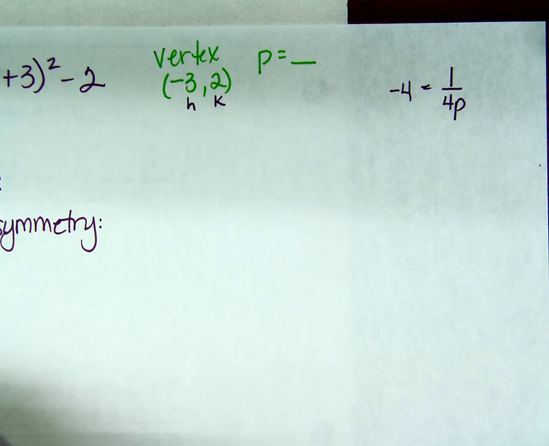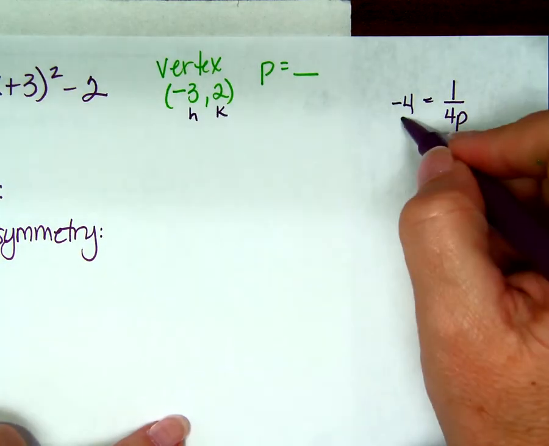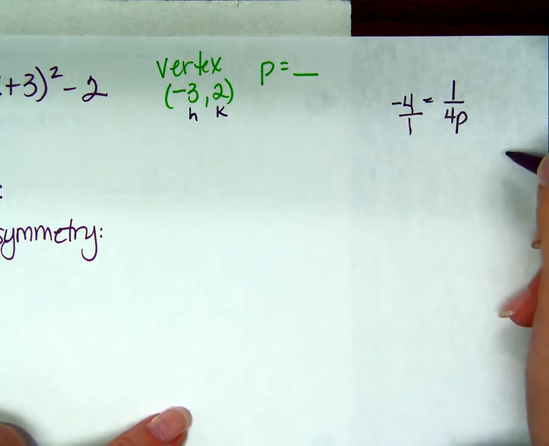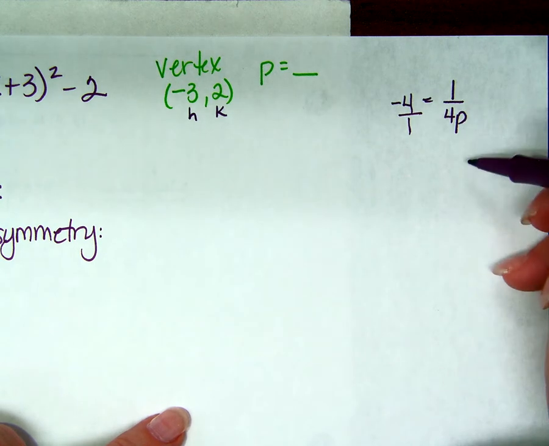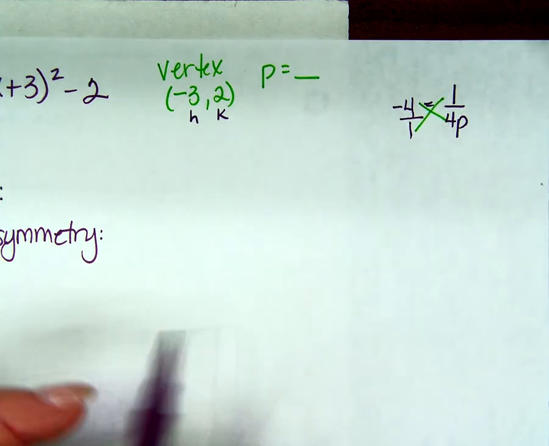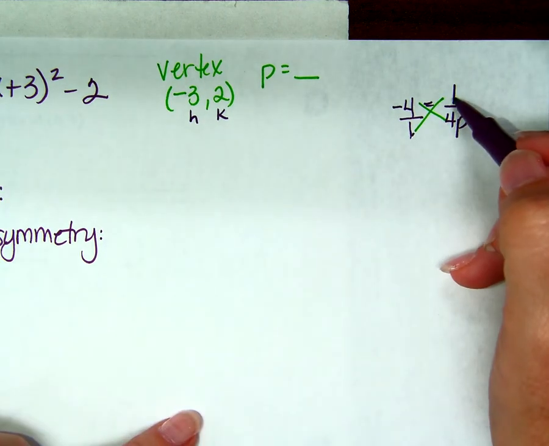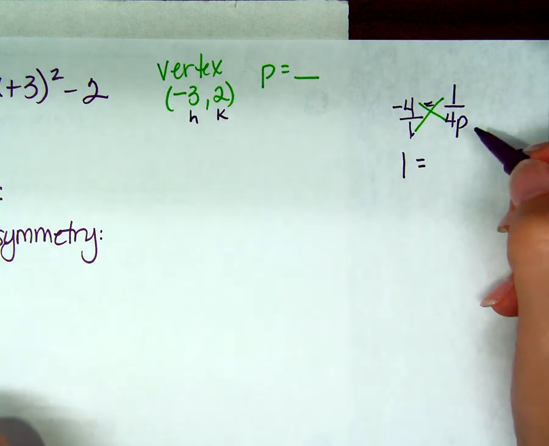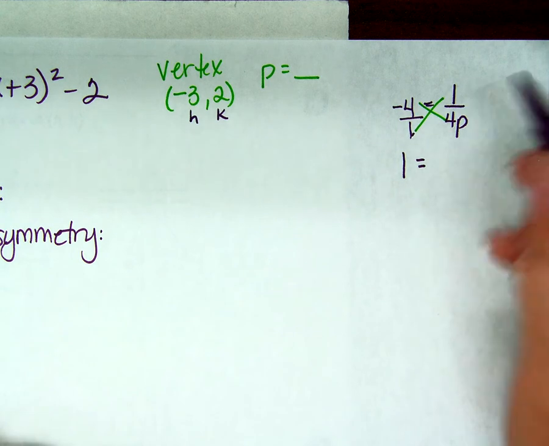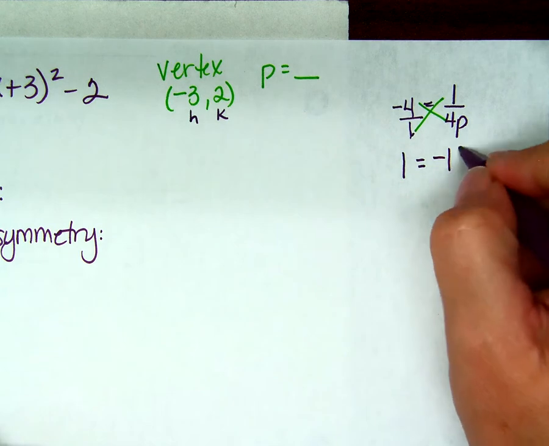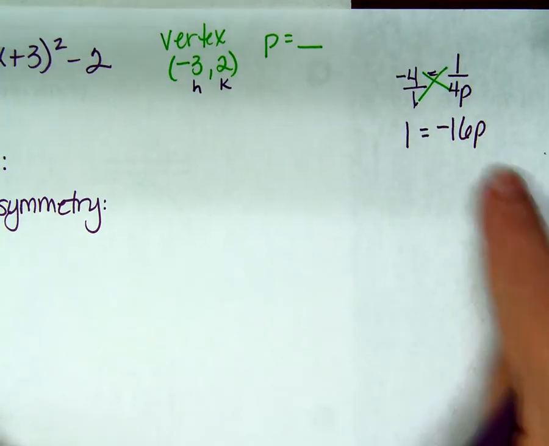Could you get it by yourself? Okay. Well, if I have -4, let's make this easier on ourselves. Let's put this over a 1. Because if I have two fractions set equal to each other, how do I solve those? Cross multiply. Well, what's 1 times 1? Okay, that took way too long to answer, just so you know. Let's practice again. What's 1 times 1? Excellent. Okay, what's -4 times 4P? That was very good. How do I solve for P?